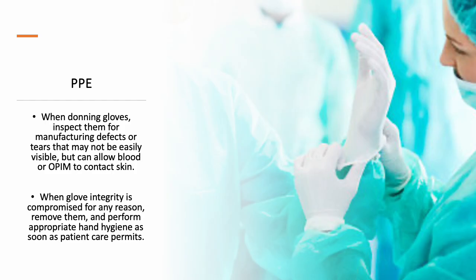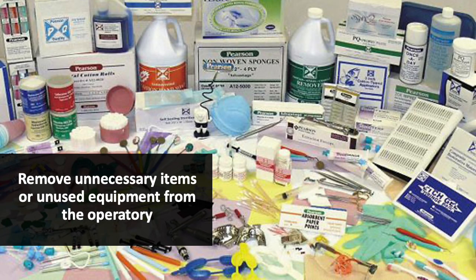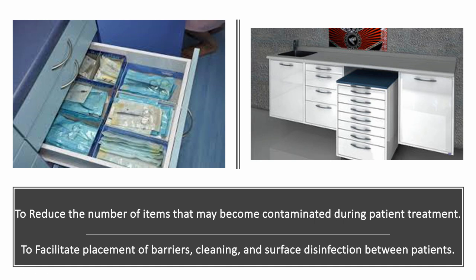and wear new gloves. During the pre-treatment stage, the unnecessary items or unused equipment should be removed from the operatory field. Why? Because we don't want them to get contaminated during our work with spatter or aerosols. But if we cannot remove it for any reason, it must be covered to prevent it from getting contaminated. In addition to that, when you remove the unnecessary items, the placement of the barrier will be easier. Also, the cleaning and disinfecting of surfaces will be faster.